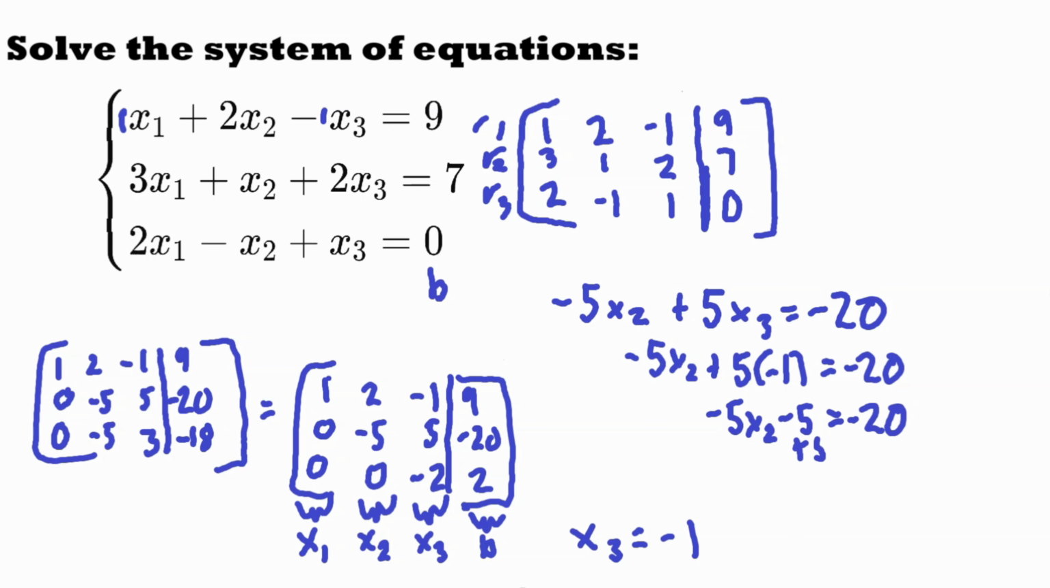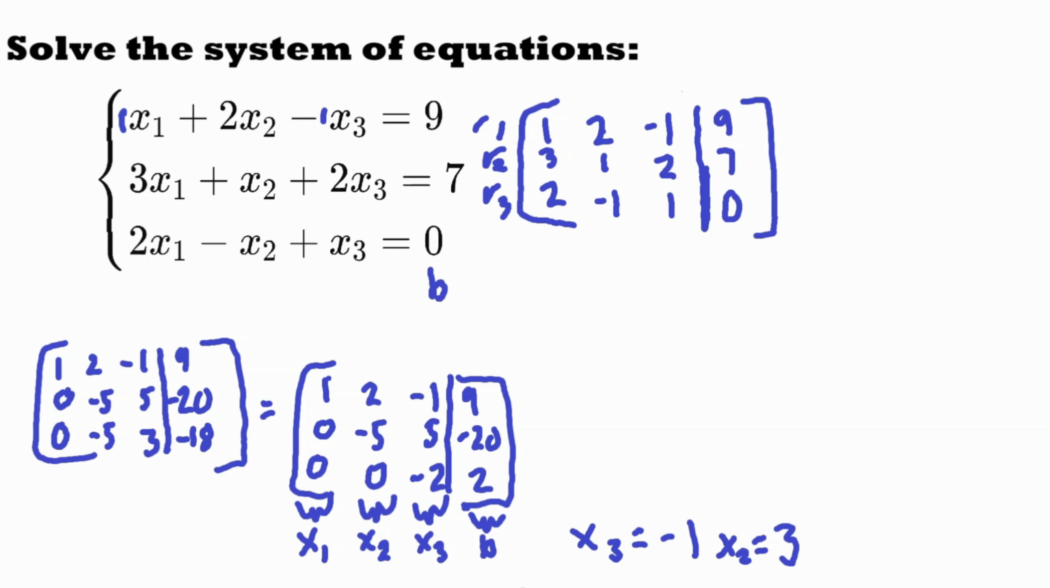Now, add 5 to both sides. They just cancel out. We get that negative 5 x2 is equal to negative 20 plus 5. Careful here, this is negative 15, divided by negative 5. Sorry, I wrote x squared here. This is x2, okay? Don't get confused. So we get that x2 is equal to negative 15 divided by negative 5, and that is equal to 3, right? So now we have two of our variables.